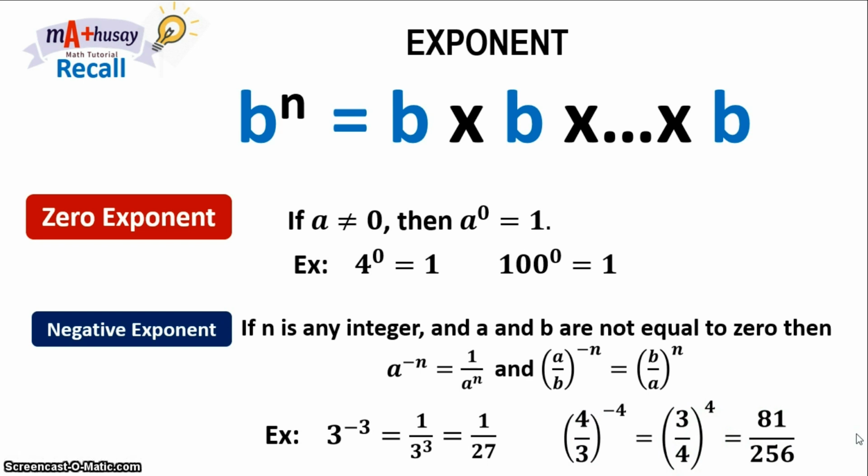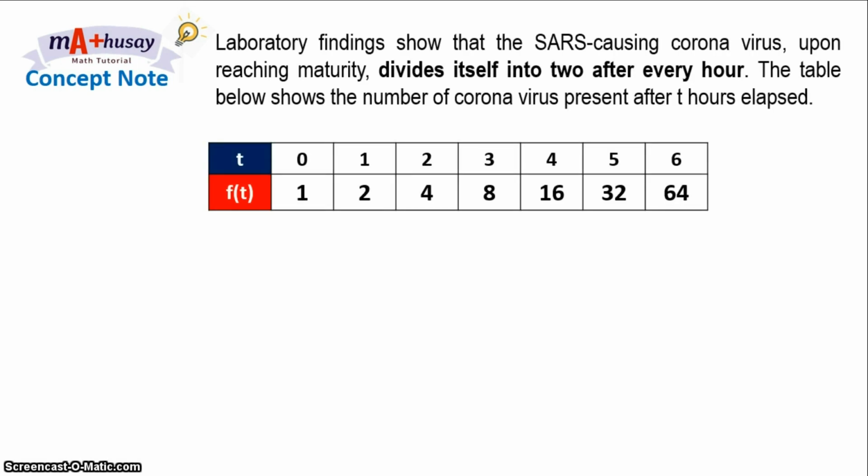Now that we have recalled some basic concepts of exponent na kailangan natin sa pag-intindi ng konsepto ng exponential function, let's take this example. Laboratory findings show that the SARS-causing coronavirus, upon reaching maturity, divides itself into 2 after every hour. The table below shows the number of coronavirus present after 3 hours elapse.